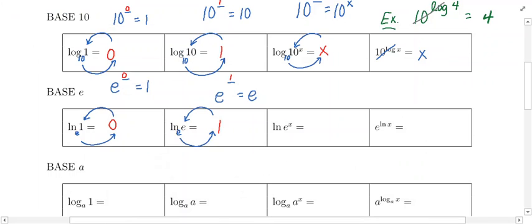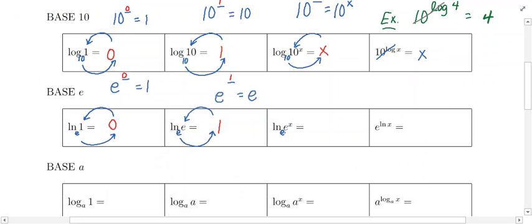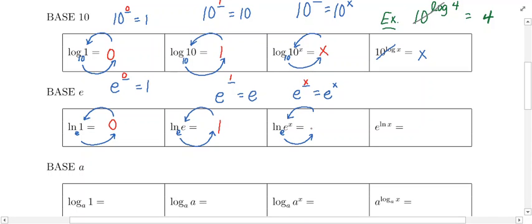Now what happens if we have the natural log of e to the x? Same thing. e is my base. What do I need to raise e to get the quantity e to the x? These two sides of the equation can only match if x goes in the blank here.